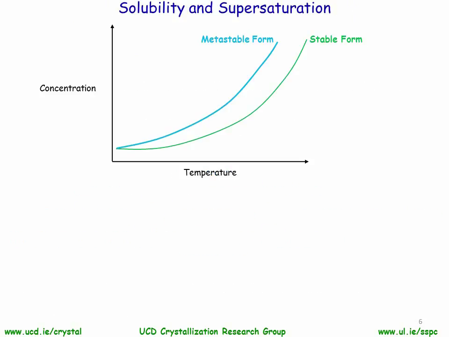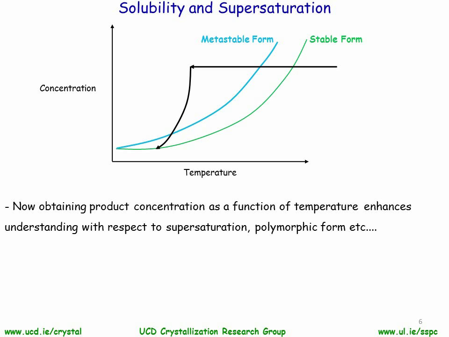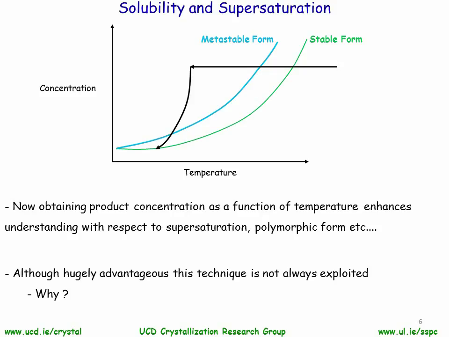Shown here on our y-axis is concentration, and on our x-axis is temperature. These are the standard solubility curves, let's say, of our stable and metastable form. If we cool from an undersaturated environment to a region where we're now supersaturated with respect to both forms, our supersaturation, once nucleation is initiated, decreases as a function of decreasing reactor temperature. Obtaining this type of information gives you a huge realm of opportunity for optimizing your process, be it for isolating the metastable or stable form, or for optimizing particle size.